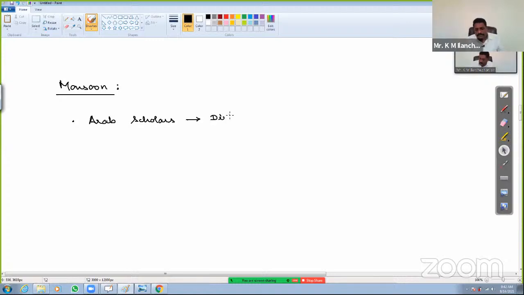For the first to study it in detail, Arab scholars. That's the reason even the word monsoon came from this word called mawsum. Mawsum is actually an Arabic word which is also finding its place in Hindi. Am I right? Mawsum means weather, whatever it is. Okay.